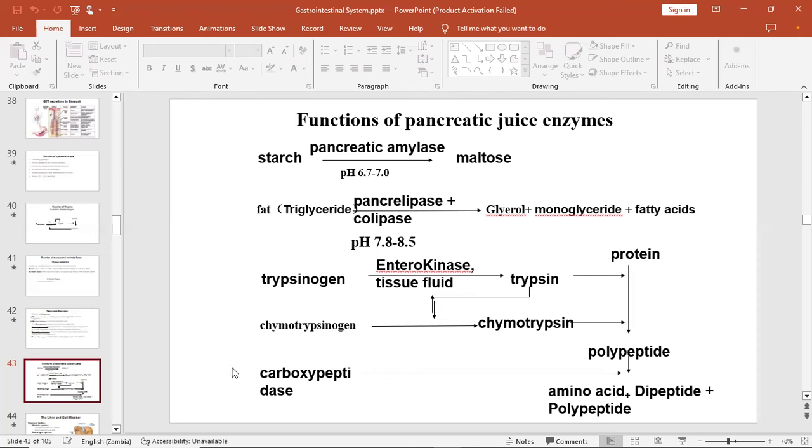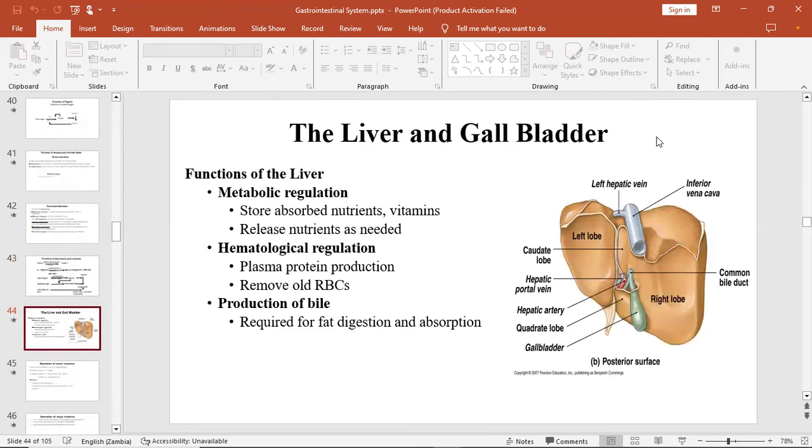Then there's carboxypeptidase. This carboxypeptidase has a function of breaking down proteins. It's also activated by trypsin. The inactive form is known as procarboxypeptidase, which is going to be activated to produce amino acids, peptides, and polypeptides. It's the only pancreatic enzyme that digests protein that produces an amino acid at this stage. So this is an example. Let's go to the next slide, which talks about the liver and the gallbladder.